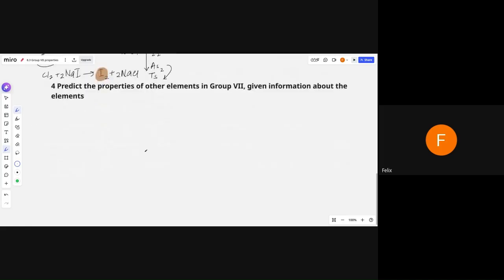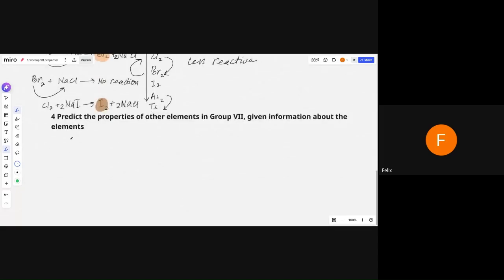Now, we move on to the last topic, which says to predict the properties of other elements in group 7 given information about the elements. So the same thing. They will ask you which one is the least reactive element. You have to look at the periodic table that will be printed on your question paper at the end of it. So you just need to remember the trend, right?